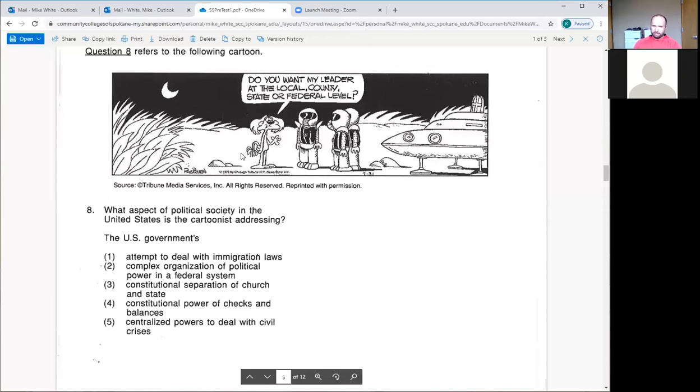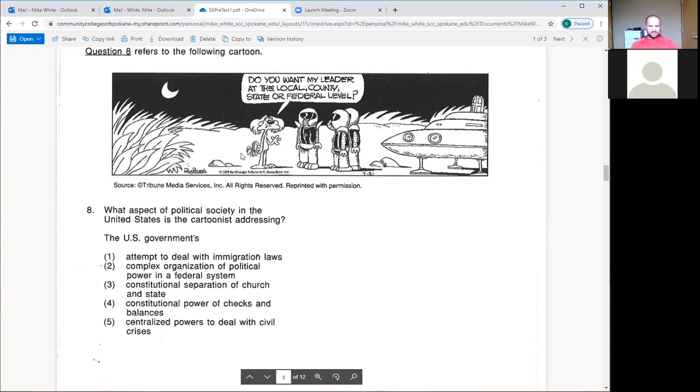Number three, constitutional separation of church and state. I don't see any mention of churches or religion, so I'd throw that one out also. And then I'd probably throw out number five, centralized powers to deal with civil rights. Nothing in there about a crisis or any kind of problem or issue in that regard. So those three kind of stand out to me as being particularly wrong, or they don't pertain to the question. They don't stand out as maybe being the correct answer.